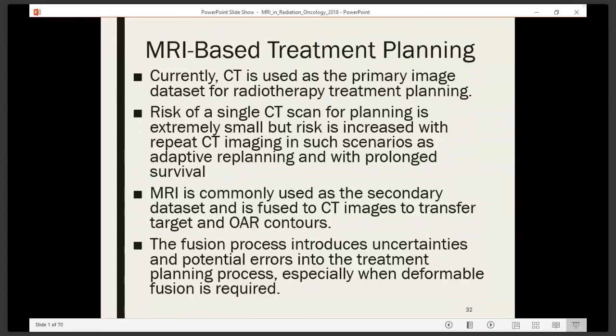MRI is being more and more used as a secondary data set that's fused with CT images to transfer target and organ at risk contours to this superimposed on the CT image. And this fusion process itself introduces uncertainties and potential errors in treatment planning process. And that depends on the type of fusion software you're using, and that needs to be evaluated and understood as well.